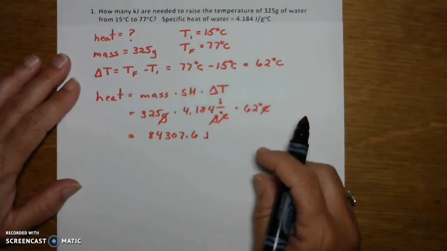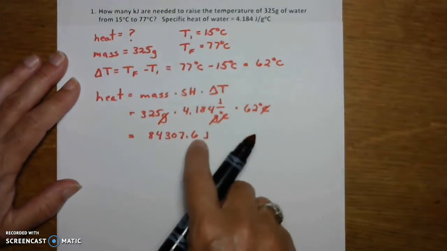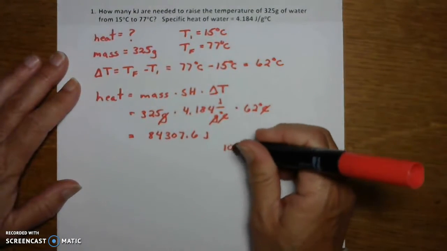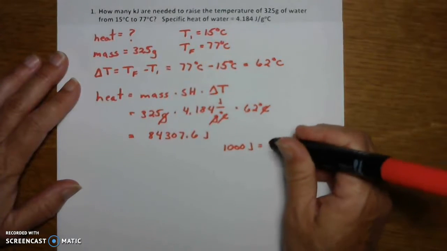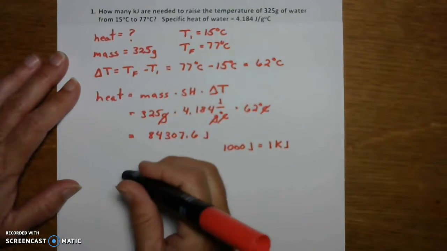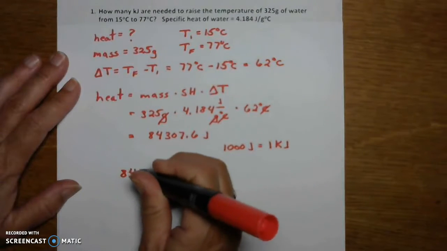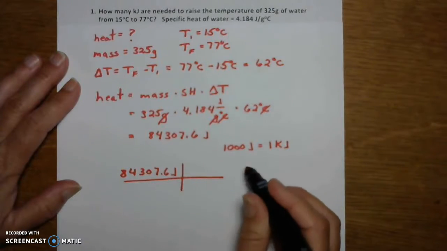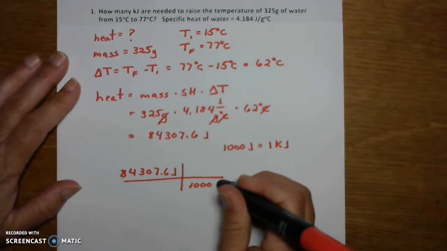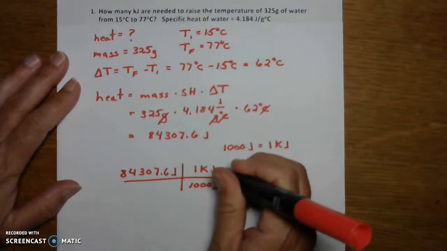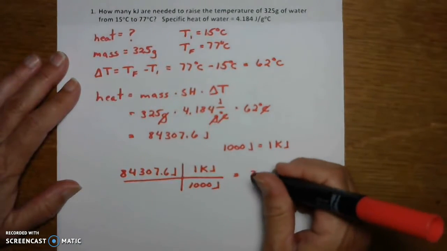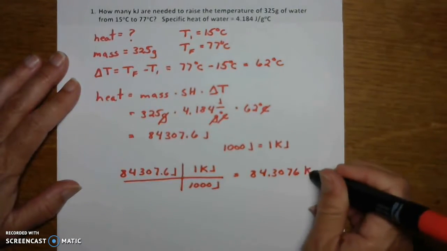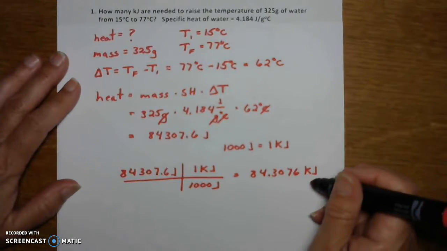Now our problem asks us how many kilojoules, not how many joules. So we know that there are 1,000 joules in every 1 kilojoule. So we can do a conversion. 84,307.6 joules. We would like joules to disappear, so our 1,000 joules goes on the bottom. 1 kilojoule goes on top, and we get 84.3076 kilojoules.